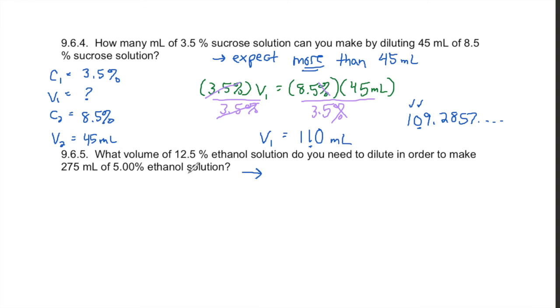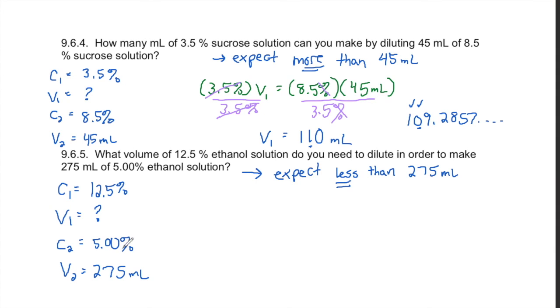So let's try to remember to make a prediction here. So what volume of this more concentrated 12.5% ethanol do you need to make 275 milliliter of the 5% ethanol? So this is the more concentrated one. We're expecting to start with a smaller volume, adding water to get to 275. So here is our expectation. And here is our list of concentrations and volumes. As long as the 5% matches with the 275 and the 12.5% matches with the unknown, then that will work.